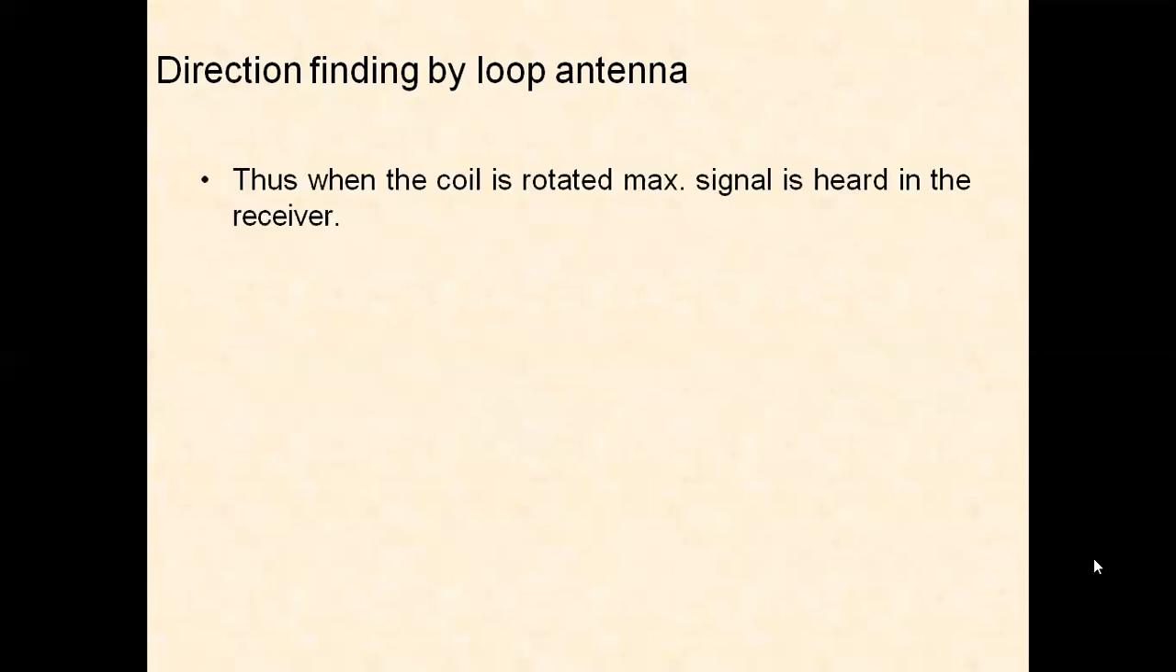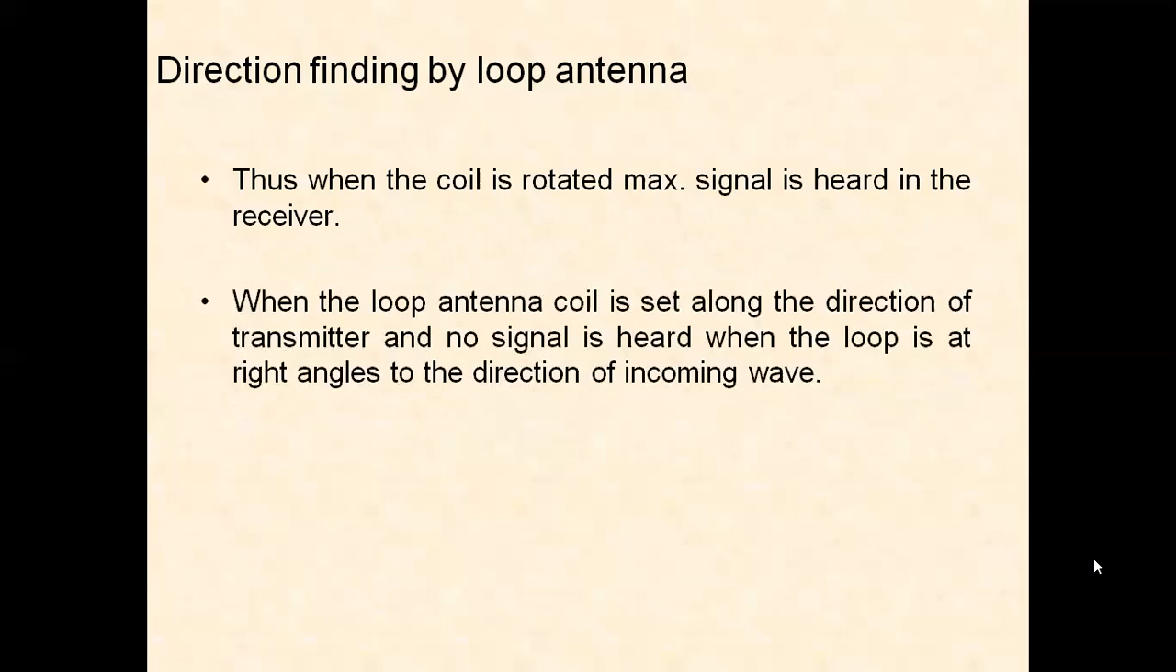Thus, when the coil is rotated, a maximum signal is heard in the receiver. So we can receive the maximum signal when the coil is rotated. Hence, the antenna must be rotated. The loop antenna coil must be set along the direction of the transmitter, and no signal is heard when the loop is at right angles to the direction of incoming waves.